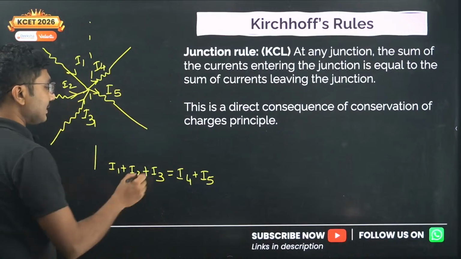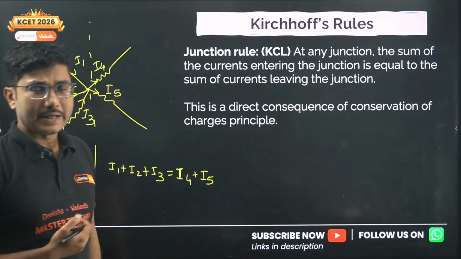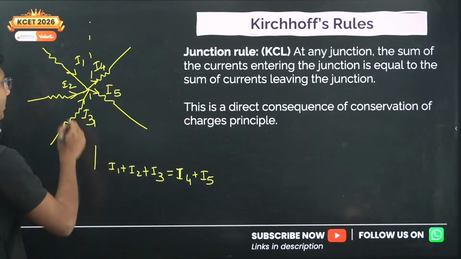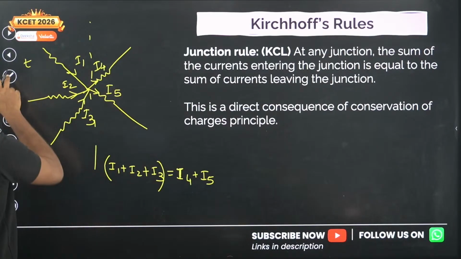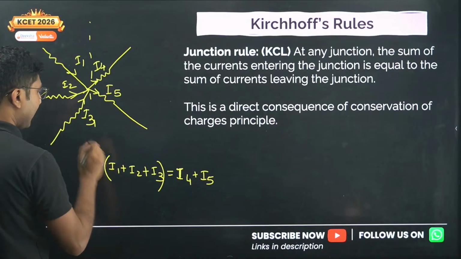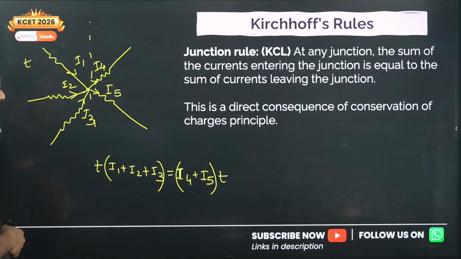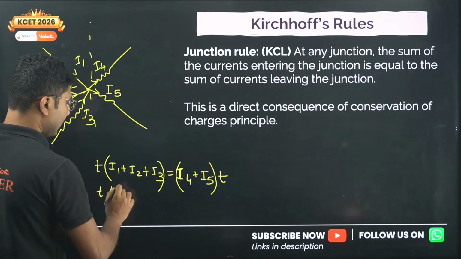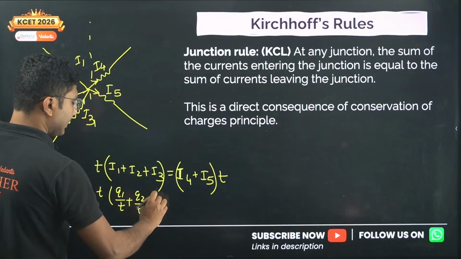Now we say this is conservation of charge. Many students actually get confused about why it involves conservation of charge. So suppose we take some time t. What is the total charge going in? The total charge going in is given by the current multiplied by time t, and the same for the charge going out. Now what is I1? I1 is Q1 by t, I2 is Q2 by t and I3 is Q3 by t.